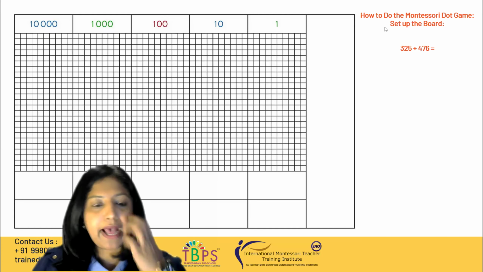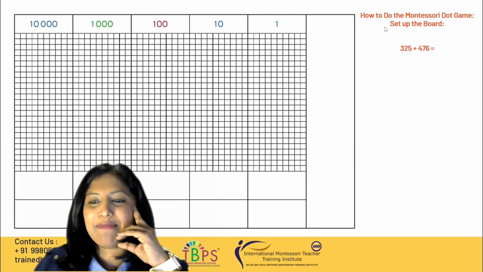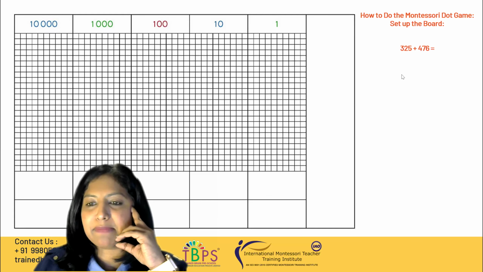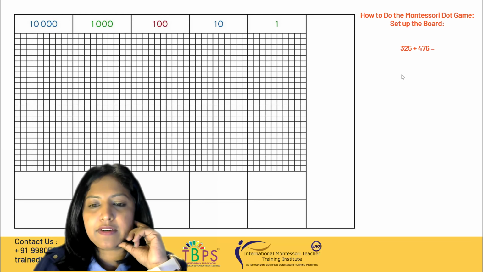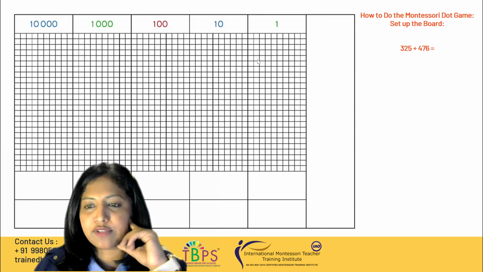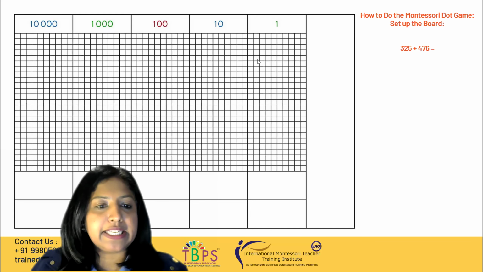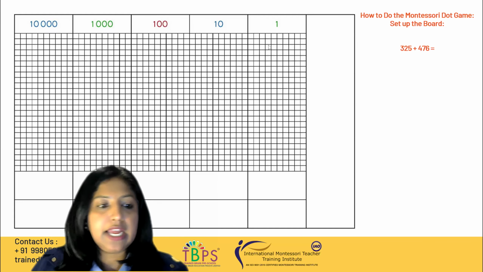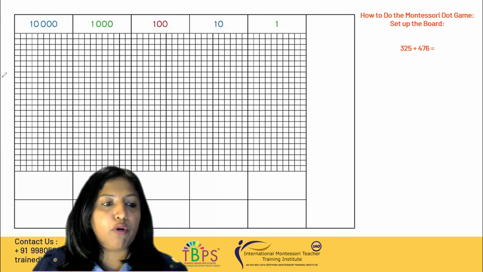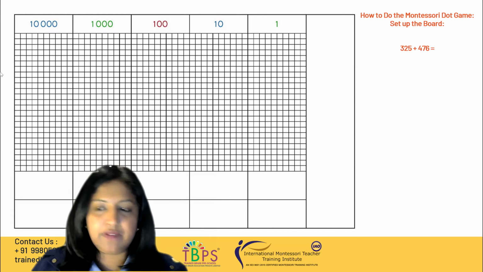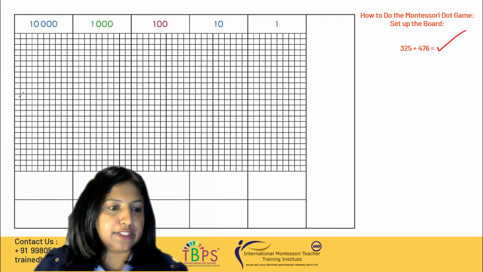All right, so welcome back to the second part of the dot game. Let's do a little bigger problem statement. What you see here is a very tiny one that we actually saw. We saw 325 plus 426, correct? So this is completed. Now, what if we want to do a little bit more complex problem statement? We have completed this part and we have the answers too.